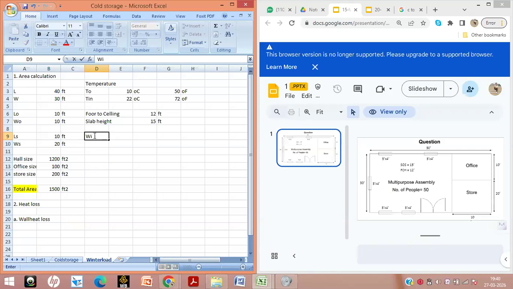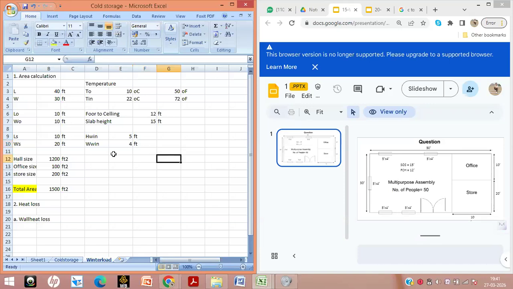So to see this window, let's consider the window height is 5 feet, and the width of the window is 4 feet. So these are the dimensions. How many windows do we have? 1, 2, 3, 4, 5.